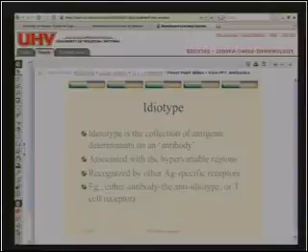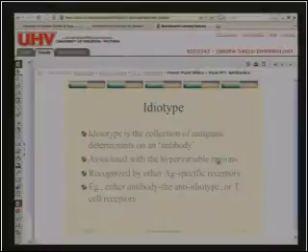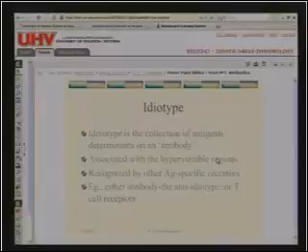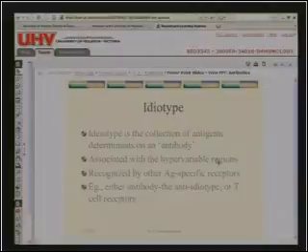Then, associated with the hypervariable regions: why is it a hypervariable region? This region may vary depending upon the bacteria, the virus, a different type of antigen, or any other pollen or antigen present in our system. So this is the variable region, and it can be recognized by antigen-specific receptors.